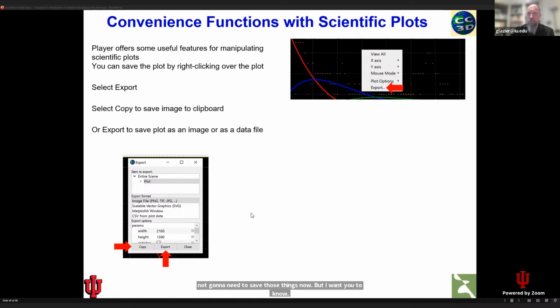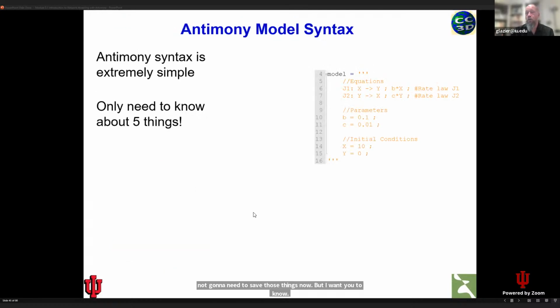Okay, I want to spend the rest of our time, and we may overrun by a few minutes on this lecture, on Antimony syntax. How do you specify network models? Again, this will be a lightning overview. You'll have that cheat sheet, which will have all of this information written out on it. There really are only 5 things you have to know to write a model in Antimony, which is why I like it.